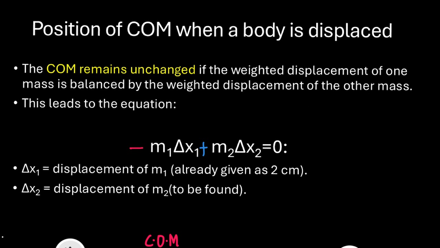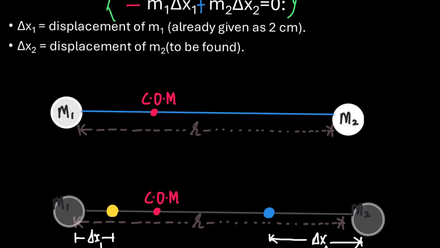What is weighted displacement? It basically means m1 delta x1, m1 weight representing mass, delta x1 displacement. And this leads to the equation minus m1 delta x1 plus m2 delta x2 is equal to 0, where delta x1 represents displacement of the mass m1, which is given to us as 2 centimeter, and delta x2 is the displacement of the mass m2, which now has to be found out. Now, yes, I do understand some of you might be surprised with this equation. We'll come back to that point later.